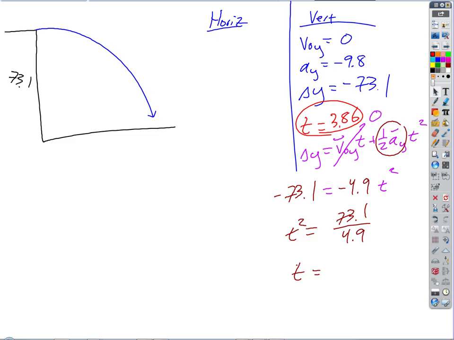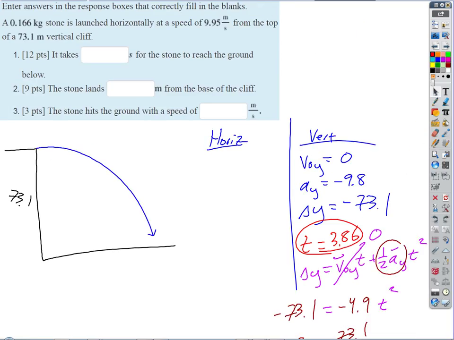But it also helps us out, because now if we move over to the horizontal side of things, what's going on with the horizontal side? What's our initial velocity in the x direction? 9.95. Good. So v naught sub x is positive 9.95. Anything else we know? Is there any acceleration? Nope, because it's projectile motion, right? It's constant velocity.